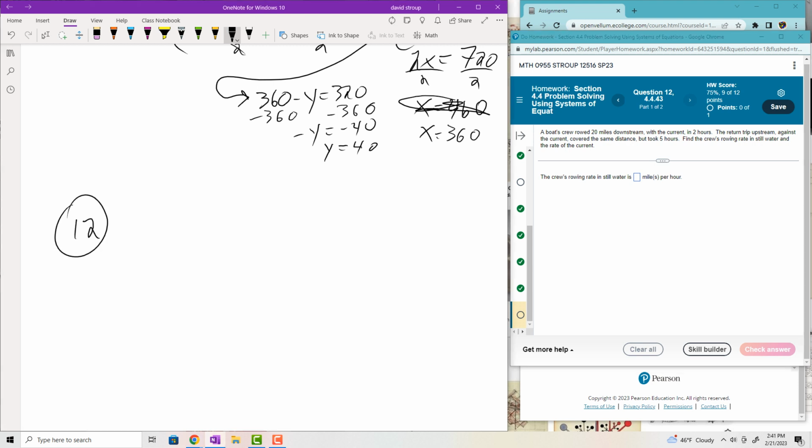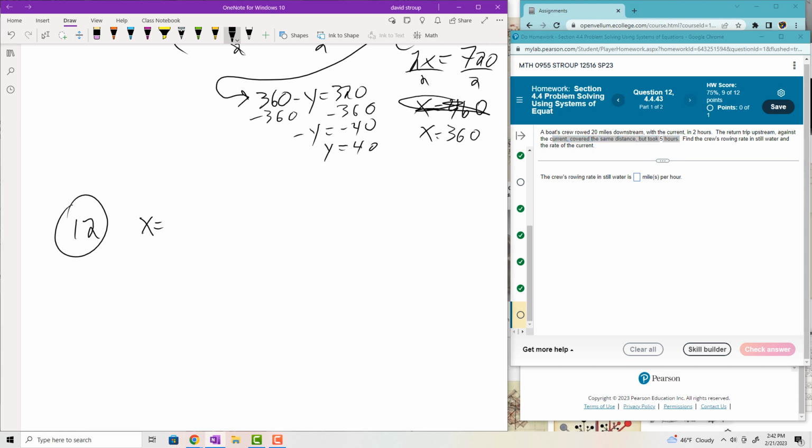And then this problem 12 is the same sort of spiel, except now we've got a boat, and instead of wind, we have the current of the stream. So it says a boat's crew rowed 20 miles downstream with the current in 2 hours. The return trip upstream against the current covered the same distance, but it took 5 hours. Find the crew's rowing rate in still water and the rate of the current.